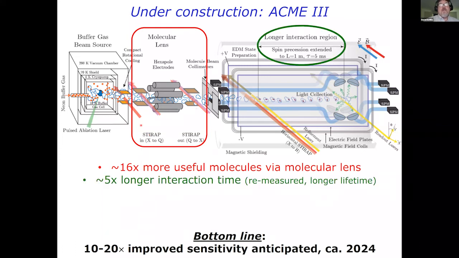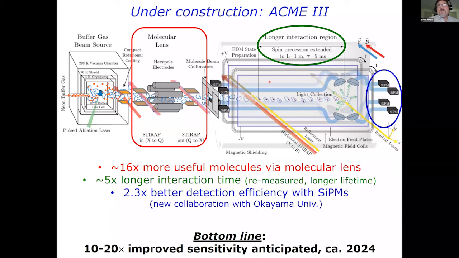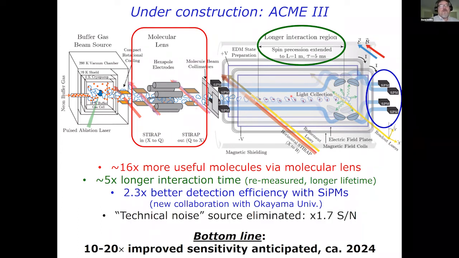We've also verified that the metastable state where we do the measurement has a longer lifetime than we had originally believed was true. So that means we're going to have a longer interaction time, about 5 times longer, just by extending our interaction region. And we'll detect more efficiently using silicon photomultipliers instead of ordinary PMTs. We've also eliminated a technical noise source from ACME 2. The bottom line is that we're expecting a factor of 10 or 20 improved sensitivity within the next few years, 4 years or so.